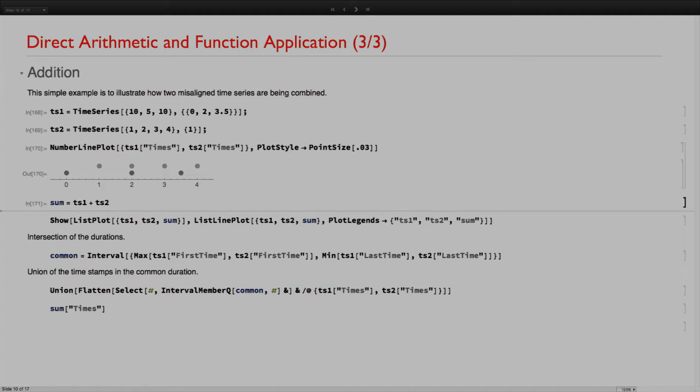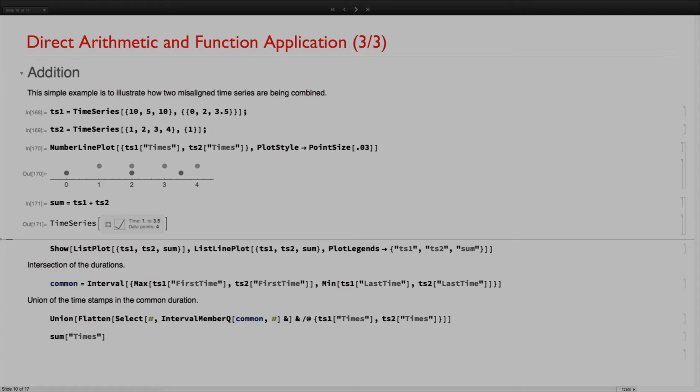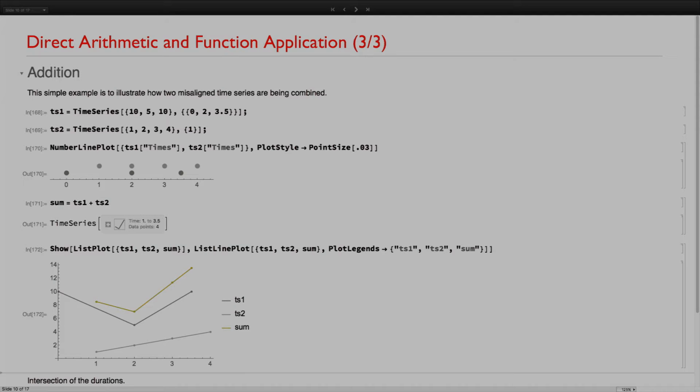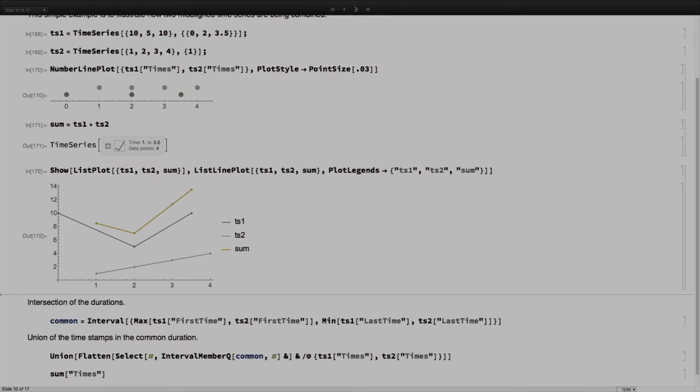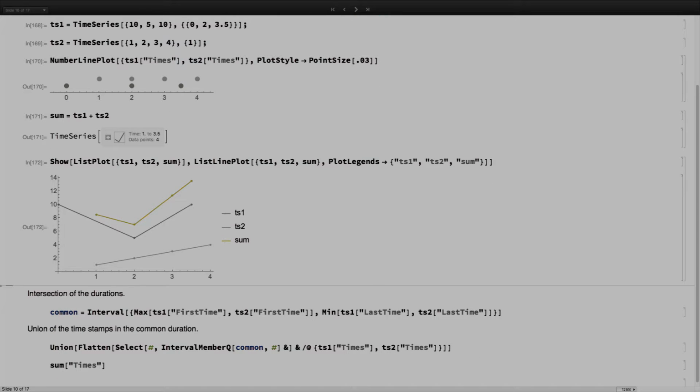And then if I define the sum, so I can just add TS1 plus TS2, you can see on the plot that I have the sum. It's the duration of the sum time series. It's in between the durations of both time series.